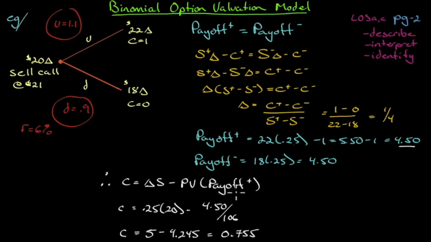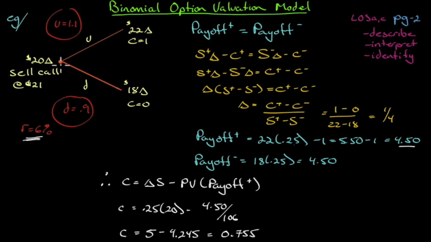So all we have to do is take the present value of the payoff, which is the present value of the loan, bring it back and solve for the unknown. And that's all we do. Delta is 0.25. The original price was $20. 0.25 times 20 minus, what's our payoff? $4.50. Divided by 1.06. Our R over here, 6%, divided by 1.06 is 5 minus 4.245, or 75.5 cents.